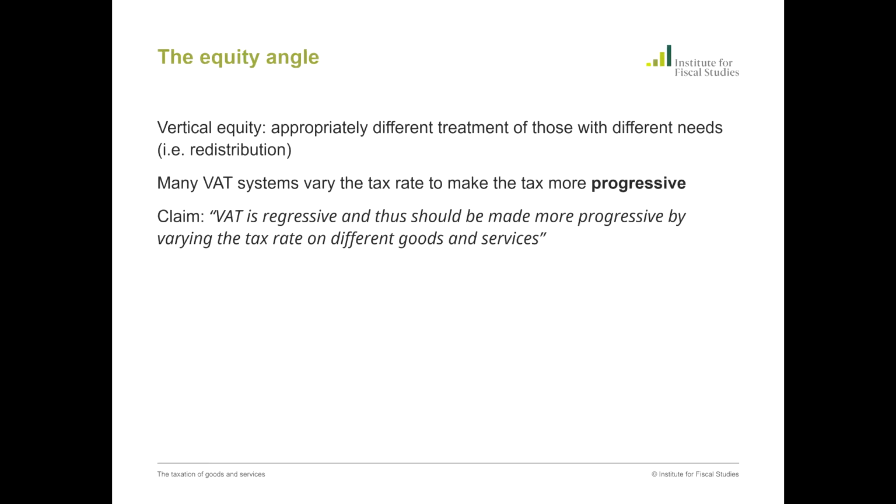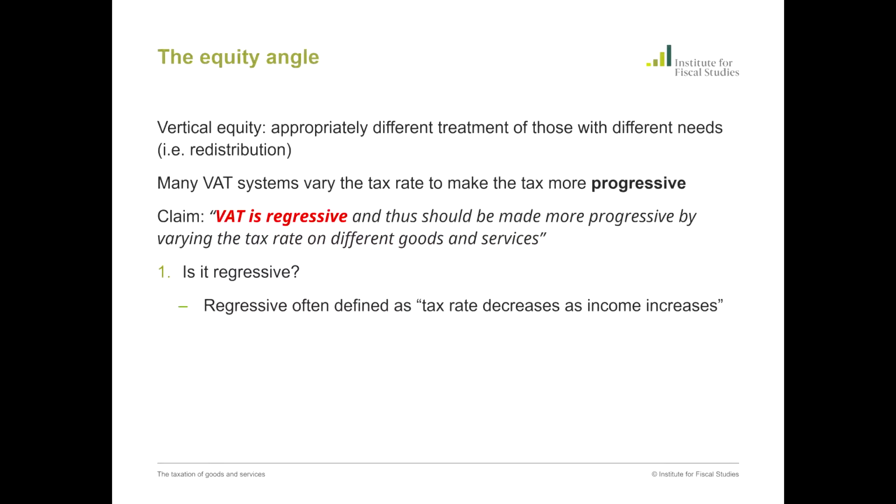Now, I've put this claim up on the board here, which says that VAT is regressive and thus should be made more progressive by varying the tax rate on different goods and services. And what I want to do now is interrogate this and see whether what we see in policy reality really stands up to a bit of analysis and a bit of data. So I think there are two parts to this claim, which influences policy at the moment. One says that VAT is regressive. Now, regressive is generally defined as the tax rate decreases as income increases.